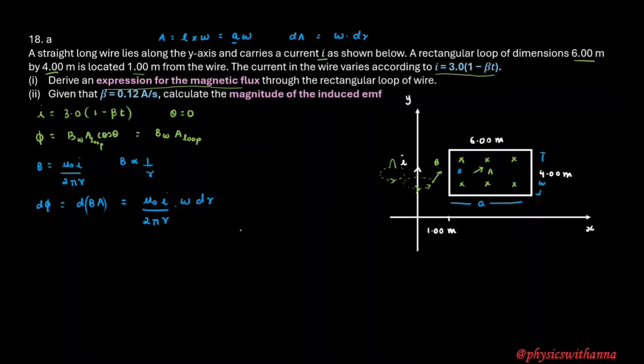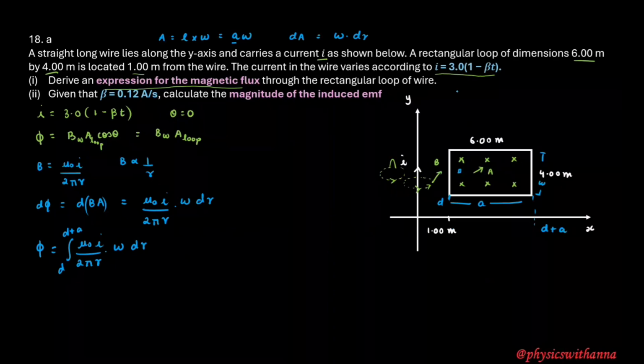I will integrate this flux to find the total value. So we get phi equal to the integral of mu 0 I over 2 pi r into W times dr. We are integrating this value over the length of the loop. So the loop begins at this point on the x-axis, let us call it d, and it ends over here after a distance a. So this point on the axis will be d plus a. So we will integrate from d to d plus a.